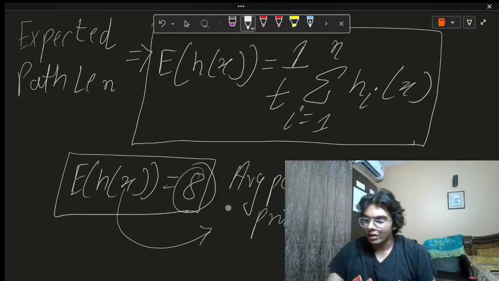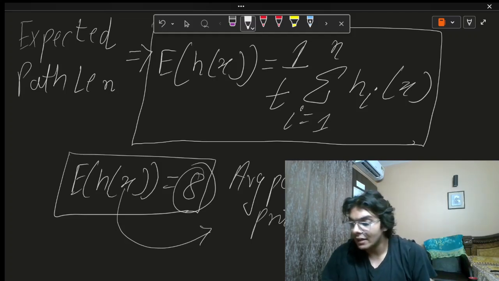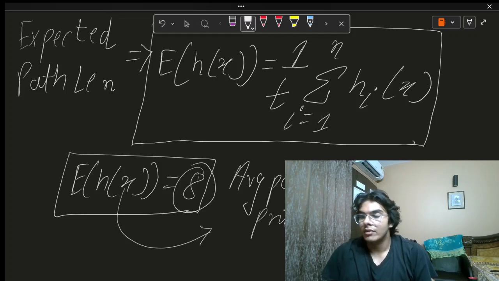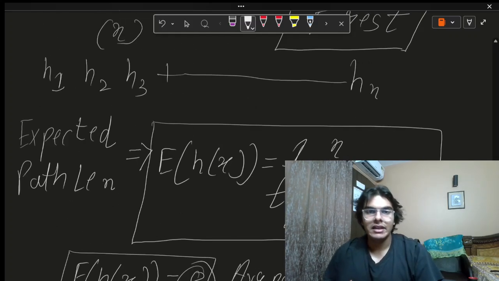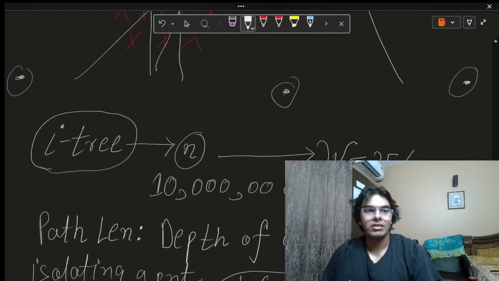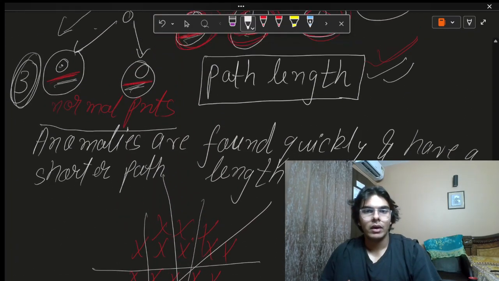What this statement is saying is that you calculated everything and you found that the average path length required to isolate this x point is 8. But how will I decide that this 8 value is high or low? I need something to compare it against. Do you understand? Let me quickly get back to what we just discussed. Okay, right here.